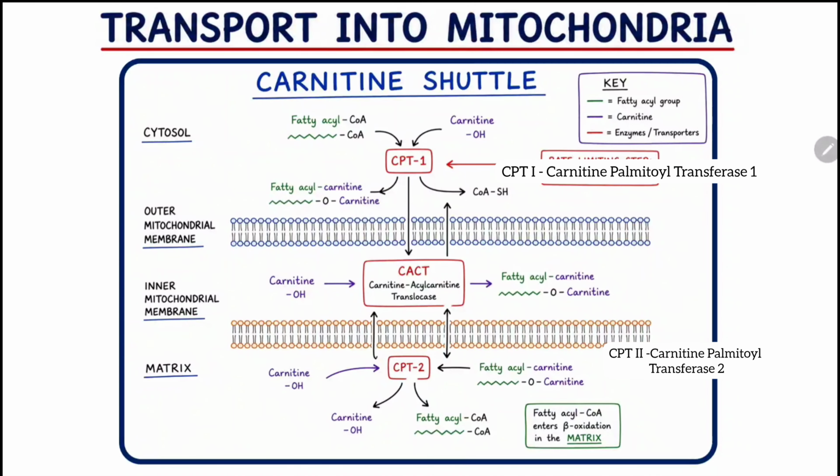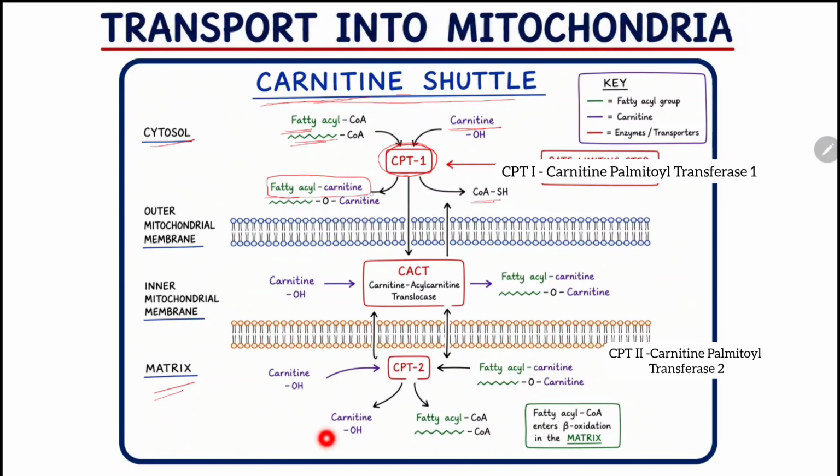Next stage after activation is the transport of this fatty acyl-CoA molecule from the cytoplasm into the mitochondrial matrix, and this occurs with the help of a shuttle pathway called as Carnitine shuttle. These long chain fatty acids cannot directly enter into the mitochondria, so they use something called as Carnitine shuttle. So basically what happens here is, in the first step, the fatty acyl-CoA combines with carnitine with the help of an enzyme called as CPT1, that is carnitine palmitoyl transferase 1, and in this reaction you will see the formation of fatty acyl-carnitine and coenzyme A is released.